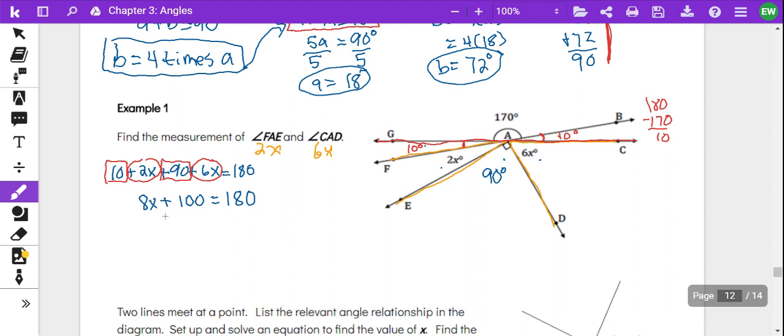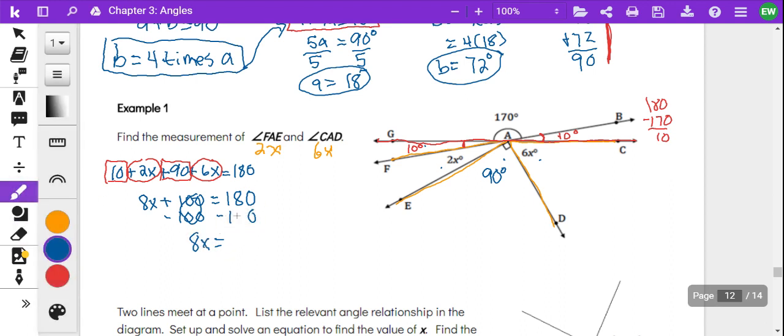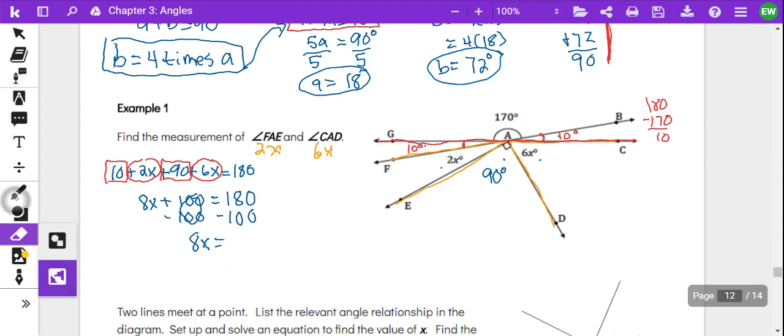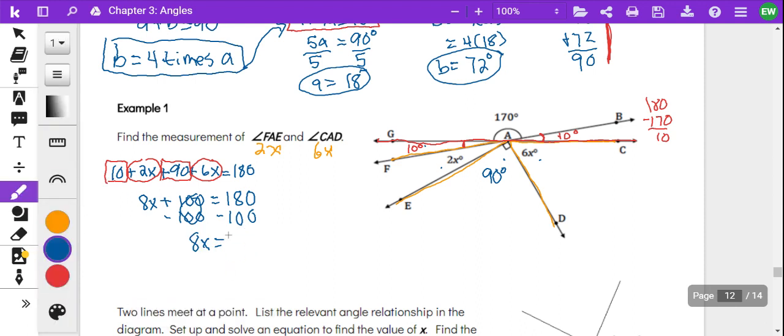Okay? Subtract 100 from both sides to get rid of that. So I have 8x equals, oops, that should be 100 on the left, 180 minus 100 equals 80. So divide by 8 on both sides to find what x is. x is 10. Now I can find my two angles.